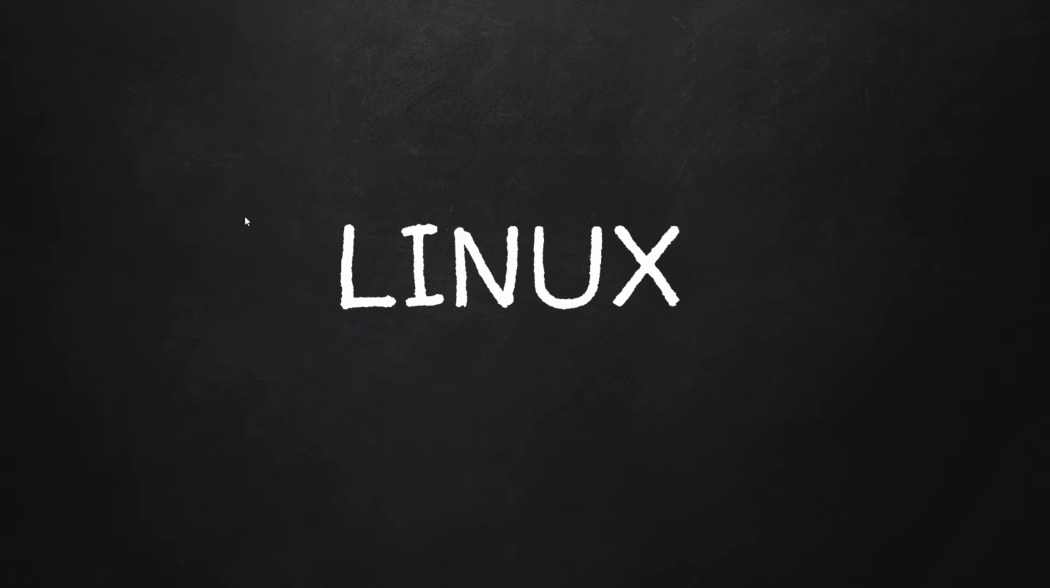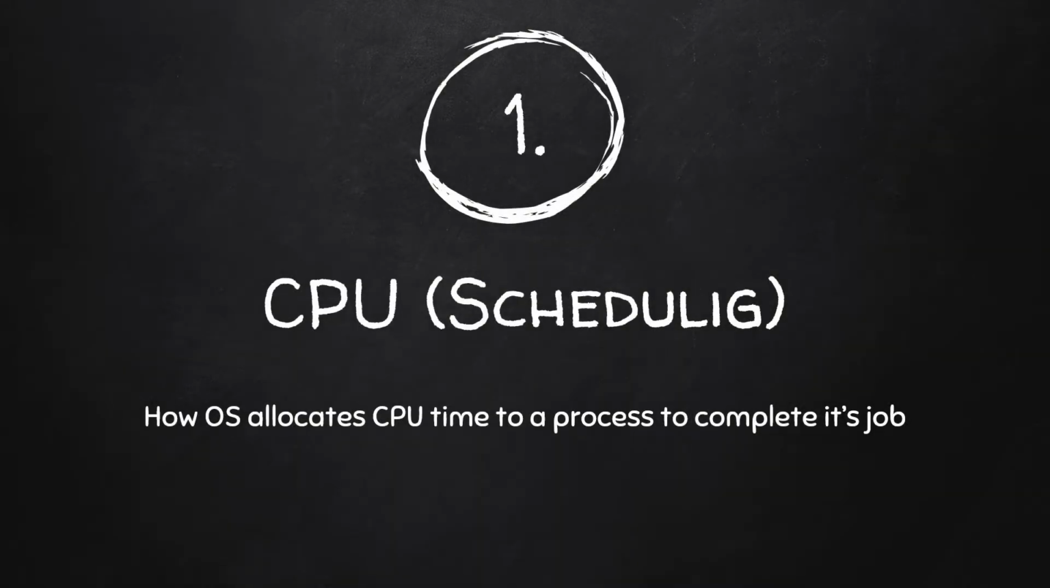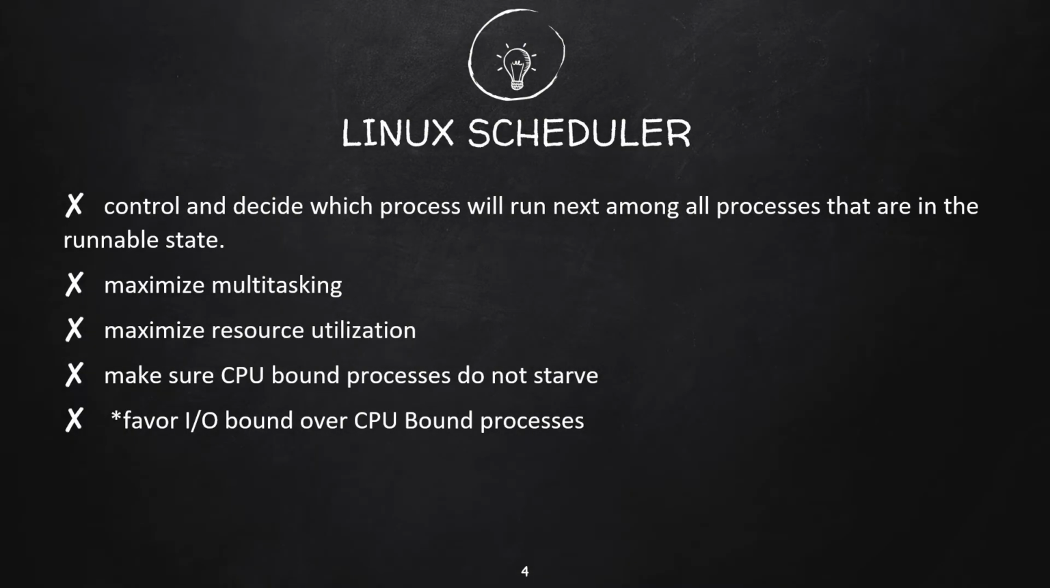Hello, I have decided to use Linux as my topic of OS for my research project, and the three topics that I will be sharing today are CPU scheduling, input-output management, and file systems. Number one, CPU scheduling. The main focus of CPU scheduling is how the OS allocates CPU time to a process to complete its job. Okay, so let's straight jump in.